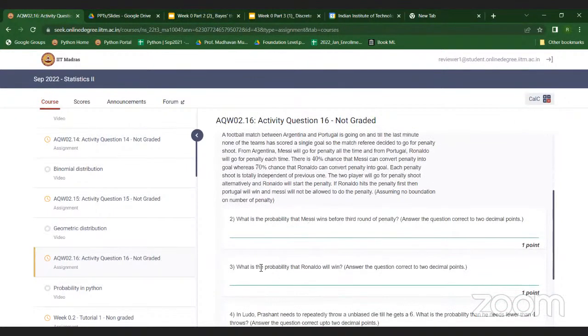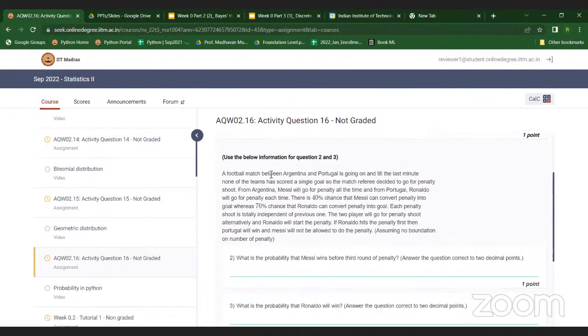Question number 3. What is the probability that Ronaldo will win? Sir, this question I have tried many times, but didn't get the way to do it.